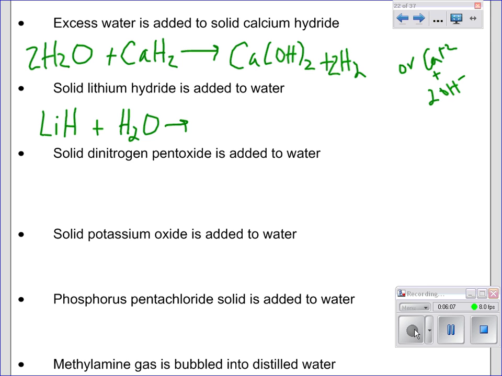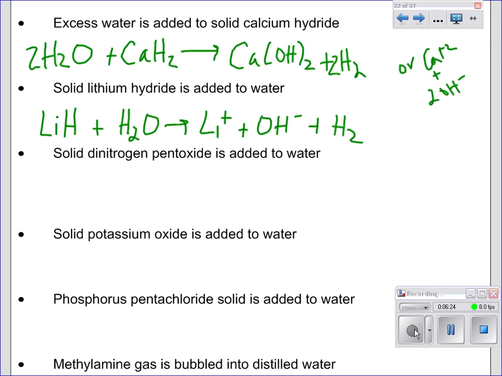So we have to split up the base. And that's already balanced. So that's an example of that hydride rule.